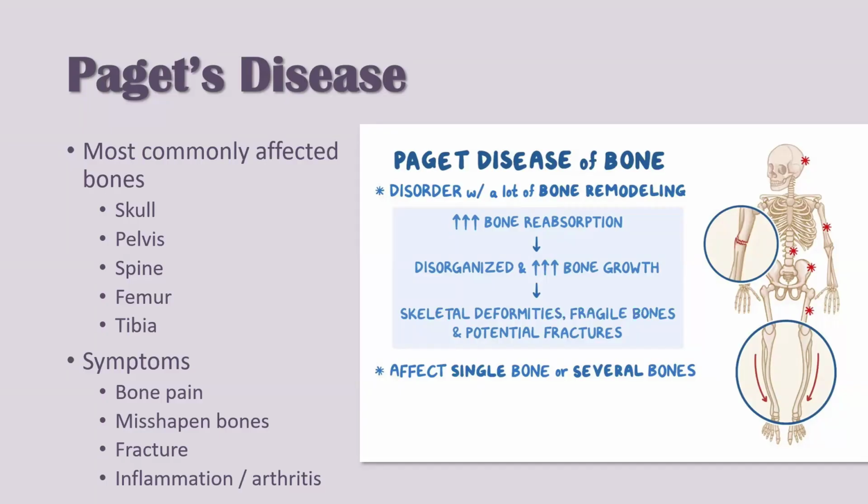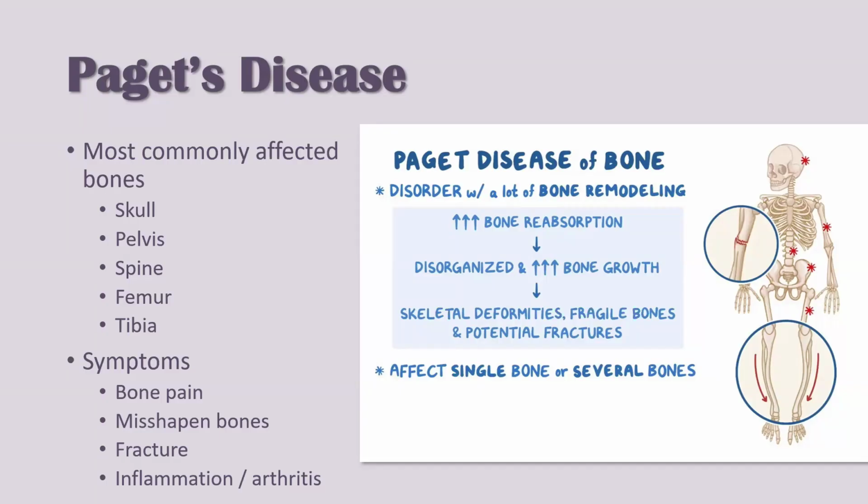They don't fully know what causes it, but it is a disorder that affects the remodeling of bones. So what this diagram shows with the increased bone reabsorption is basically there's an increased rate of the bone being broken down. And then there is an increase in disorganized bone growth. So the bone that is put back into the place of the stuff that has been broken down is malformed. And so the bone does not function correctly.